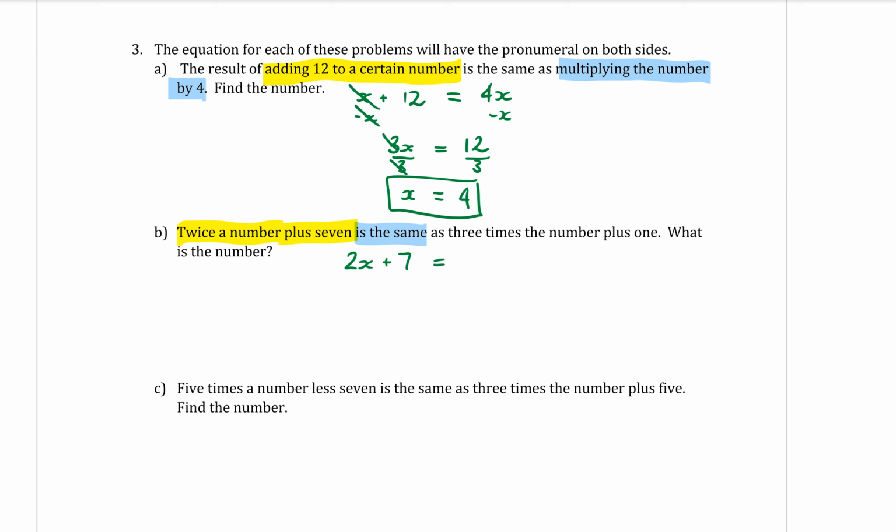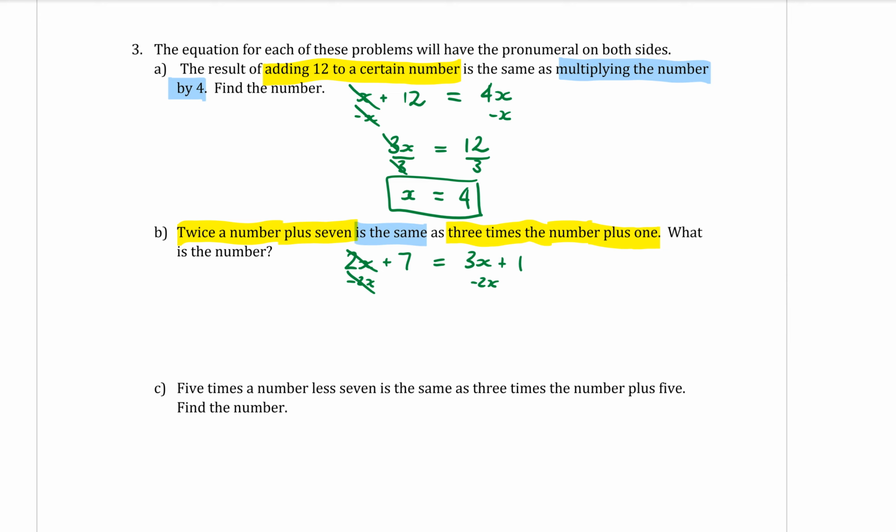And then 3 times the number. What's 3 times the number? How do I write 3 times the number? 3 what? 3x again, plus 1. So it's going to be 3x plus 1 on the right-hand side. Okay, pronumerals on both sides. We always move the smaller one. Which one's smaller? And how do I move it? Yes, minus the 2x. Again, because my x is on the right-hand side, I'm going to switch them, move them over to the left.